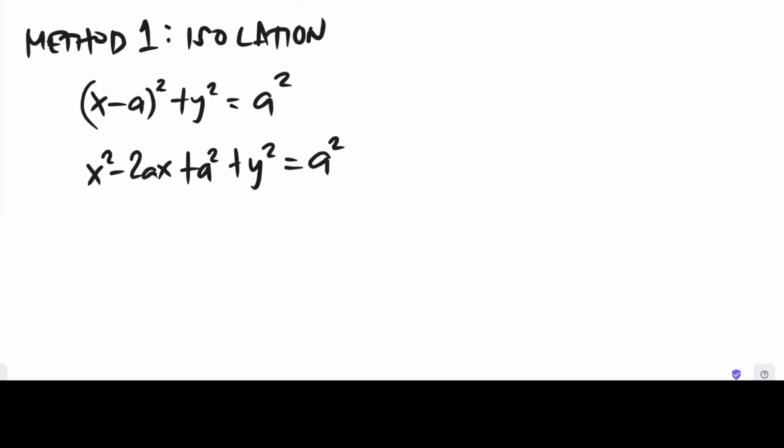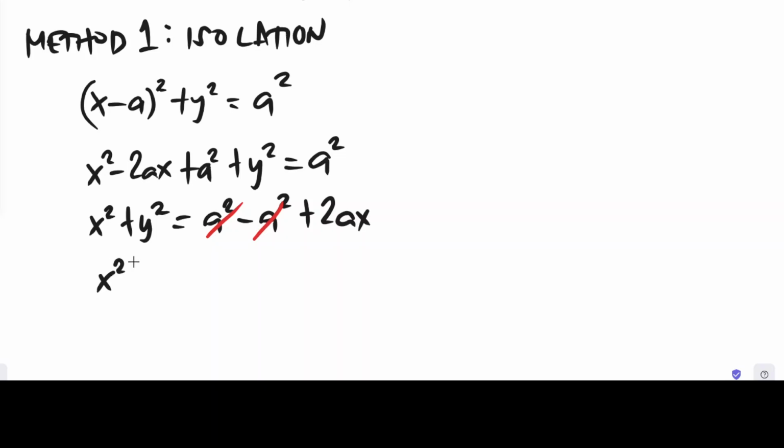We will try to take the long process here. Now we have a here. We can transfer this to the other side. Again, our goal is to isolate the constant. So what will be left on the left side will be x squared plus y squared. Transfer the other a squared here, minus a squared. Transfer 2ax to the other side, so plus 2ax. Then the a squareds will cancel out each other. So what will be left is x squared plus y squared is equal to 2ax.